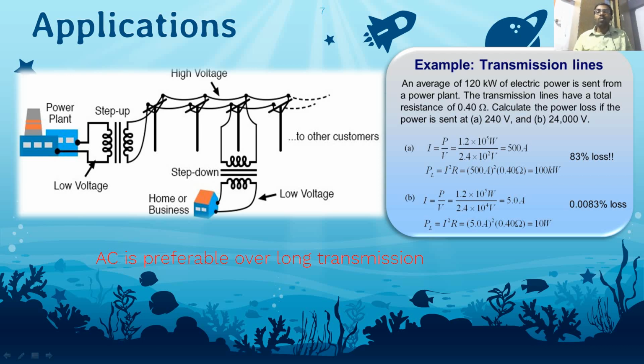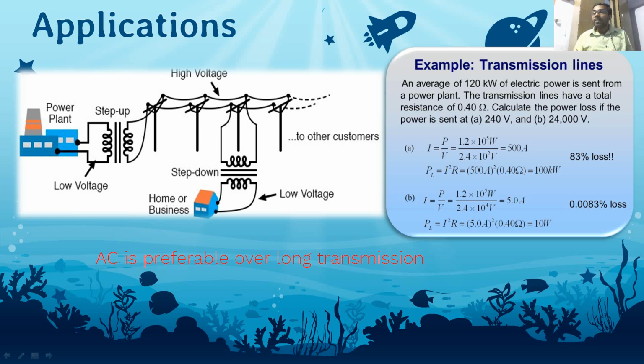Look at this, how it reduces the loss. See this power equation, P is equal to VI, so I is equal to P by V. Here is one representation: we want to transmit 120 kilowatts of power from one generating station to another receiving end station. With 240 volts, how much loss will it produce, and with 24,000 volts, how much loss will it produce?